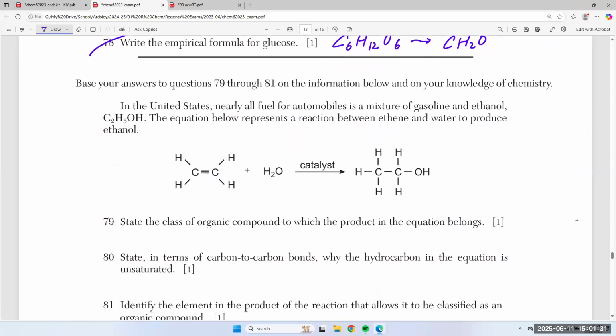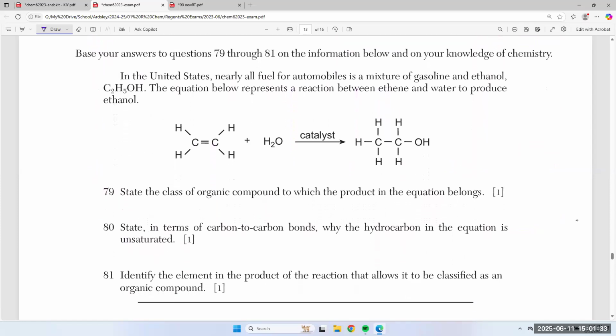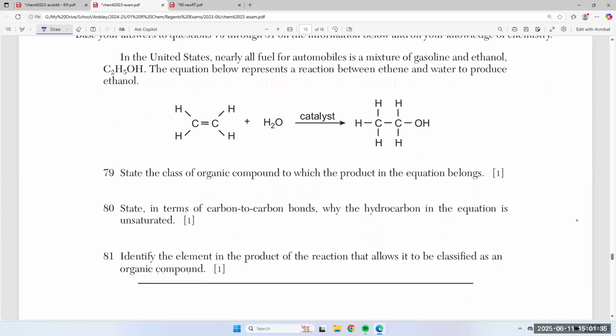All right. Based on the answers to some of the questions: in the United States, nearly all fuel for automobiles is a mixture of gasoline and ethanol, C2H5OH. The equation below represents the reaction between ethene and water to produce ethanol. All right, so this is ethene, right? And that's water. All right, now let's go. State the class of organic compound to which the product in the equation belongs, right?